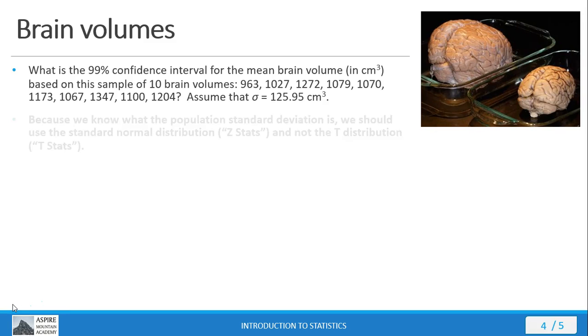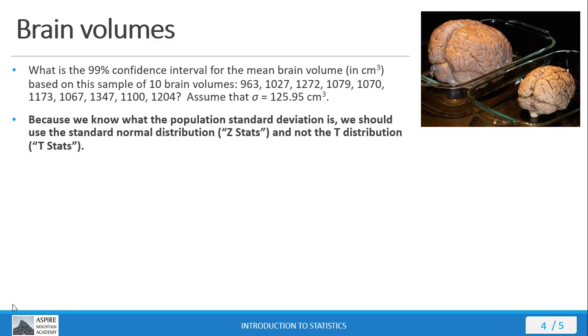Okay, let's check this out. So we know here what the population standard deviation is. It's telling us to assume the value there in the problem statement. So therefore, we want to use the standard normal distribution and calculate a z-score rather than the student t-distribution to calculate a t-score.